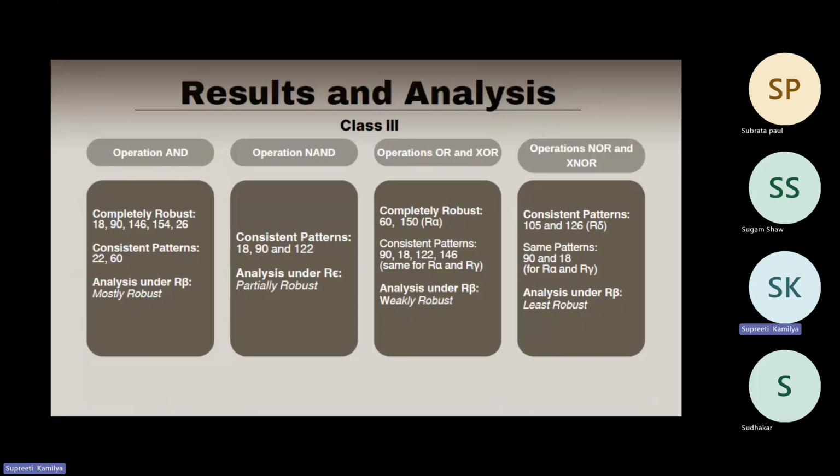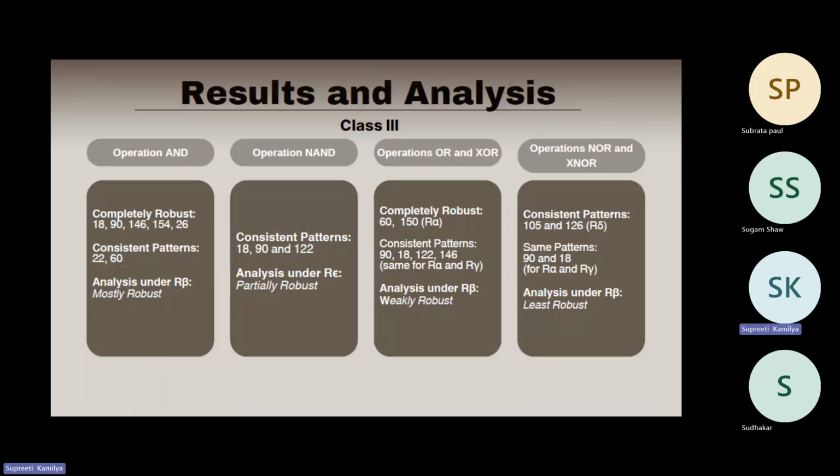Moving on to class 3, for the operation AND, there are five rules that come under the completely robust category, and there are 22 and 60 for consistent patterns. But as we identify these rules, they seem to be mostly robust. For operation NAND, there seem to be three rules for consistent patterns. There are no rules that are completely robust under this category. So there are 18, 19, and 122 under consistent patterns, and the analysis for this operation seems to be partially robust.